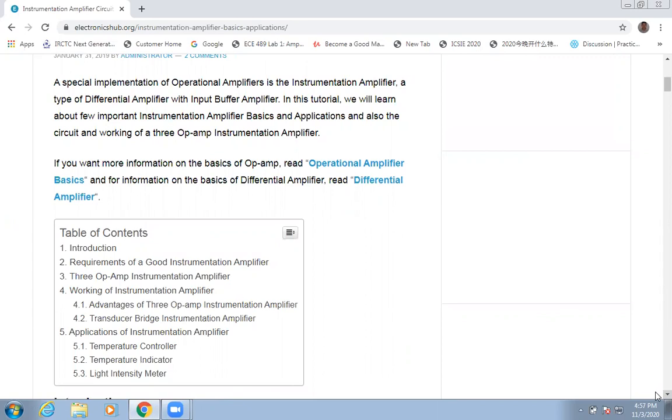Good evening, dear students. Today I will explain the working and designing of a special amplifier known as instrumentational amplifier. An instrumentational amplifier is a type of differential amplifier with input buffer amplifier.